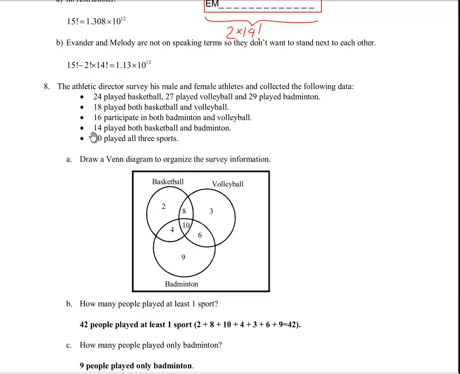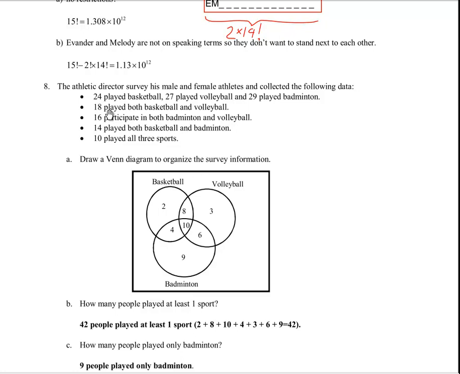Now it says 14 people play both basketball and badminton. Basketball and badminton would be this part right here, 14 people in there altogether. If we already have 10 here, then we would only put 4 here to make a total of 14. 16 participate in badminton and volleyball. Badminton and volleyball is this part right here. We've already got 10 there, so if there's going to be 16 there altogether, we need just a 6 here.